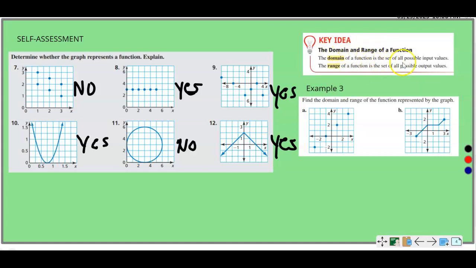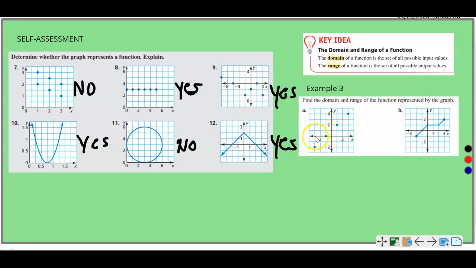The domain of a function is the set of all possible input values, so all your x values, and the range of a function is the set of all possible output values, or your y values. So it says find the domain and range of the function represented by the graph. So you can look at each point on a graph as an ordered pair.